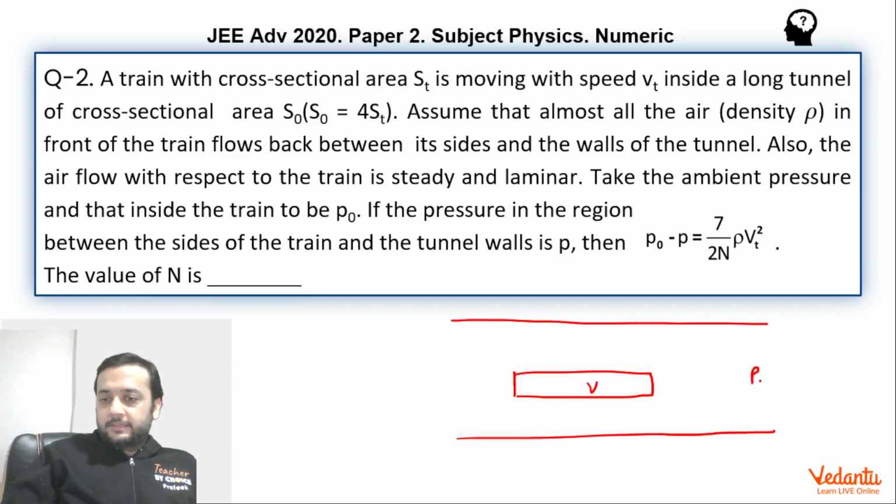They have said that the pressure over here is P naught. Inside the train also the pressure is P naught. And here the pressure will be slightly different. So let's assume the pressure to be P over here. We have to find the pressure difference itself. And the density of the air has been given as rho.